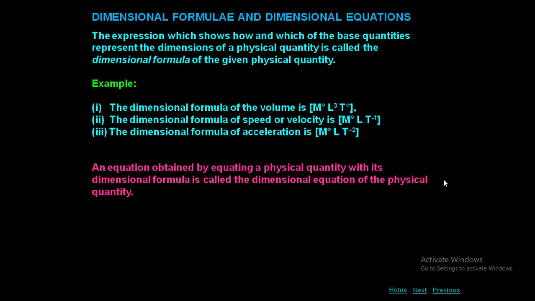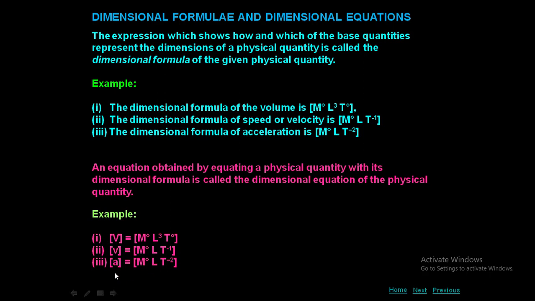An equation obtained by equating the physical quantity with its dimensional formula is called the dimensional equation of the physical quantity. That means if you equate the dimensional formula with the physical quantity, that is called a dimensional equation. Simple. Volume is equal to [M^0 L^3 T^0] in square brackets. So this is called a dimensional equation. Like this, velocity or speed is [M^0 L T^-1]. Acceleration is equal to [M^0 L T^-2].